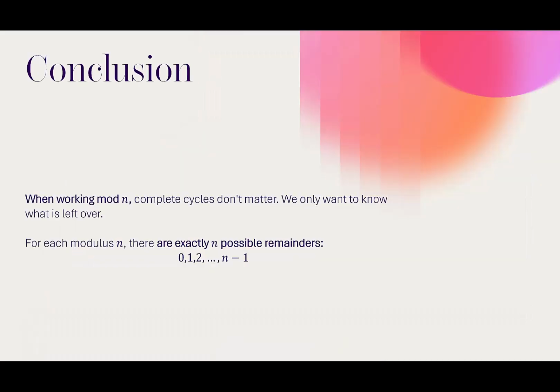As a quick wrap up, I want to emphasize that when you're working with mod n, complete cycles don't matter. We only want to know what is left over. For each modulus n, there are exactly n possible remainders, 0, 1, 2, all the way up to n minus 1.